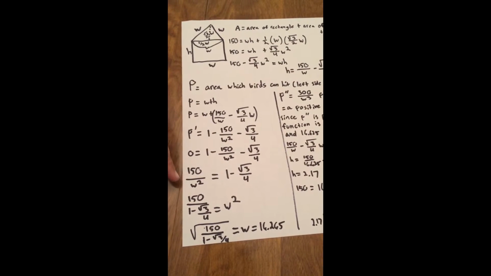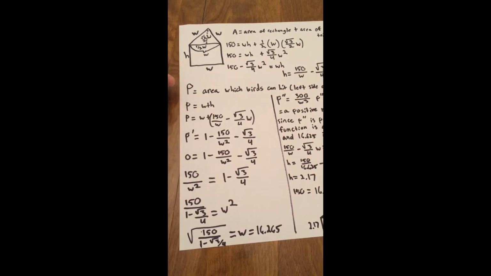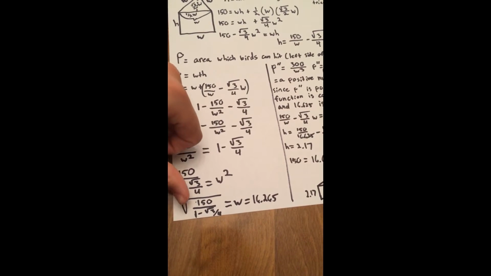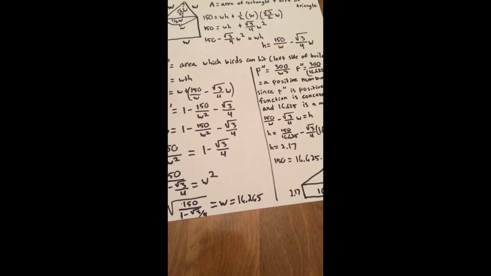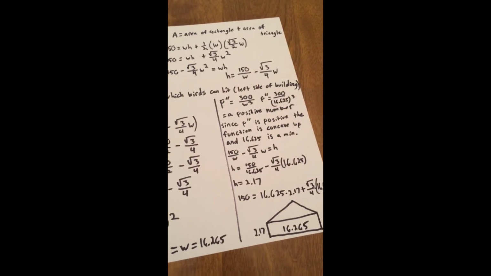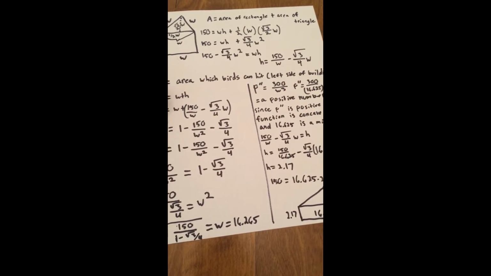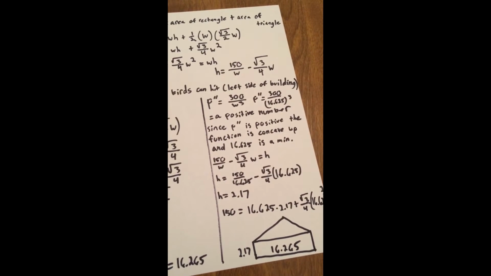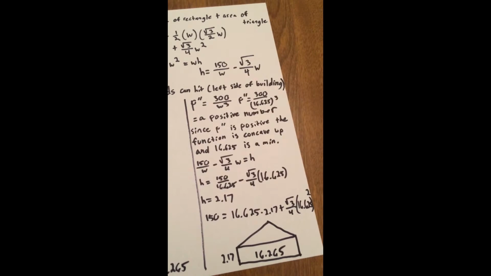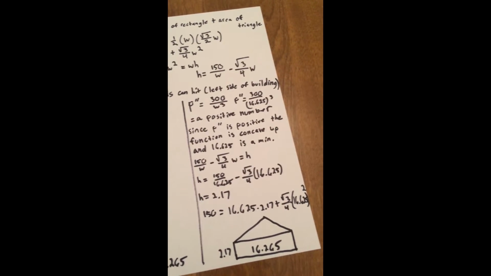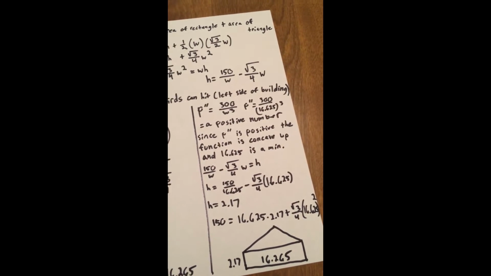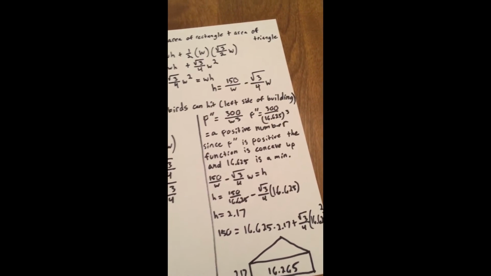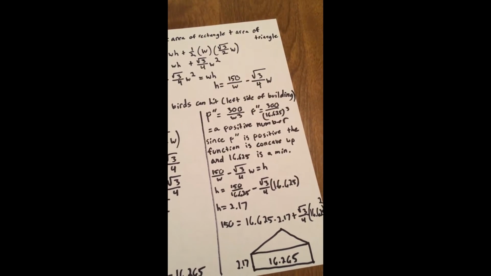Doing the math, 150 over W squared equals 1 minus square root of 3 over 4. Get W by itself. And then we find out that W equals 16.265. But we're not done. We need to prove this. So we get P double prime equals 300 over W cubed. We then plug in for W. This equals a positive number. Since P double prime is positive, the function is concave up, and 16.265 is a min.